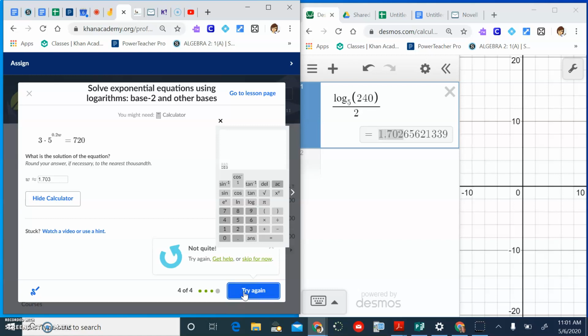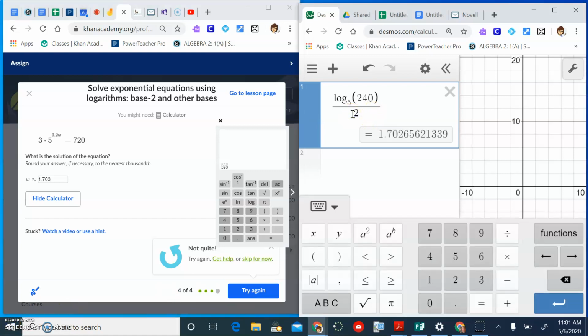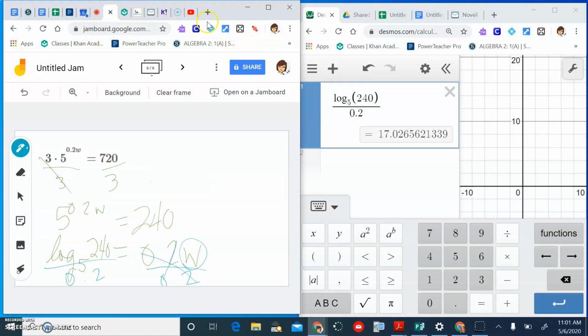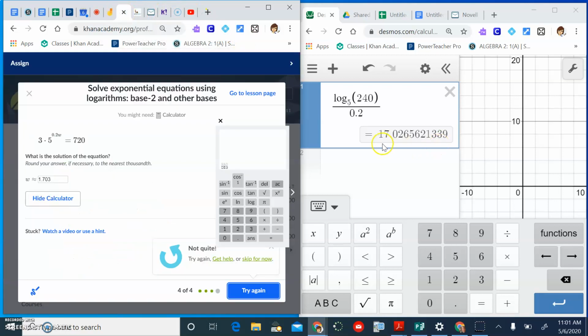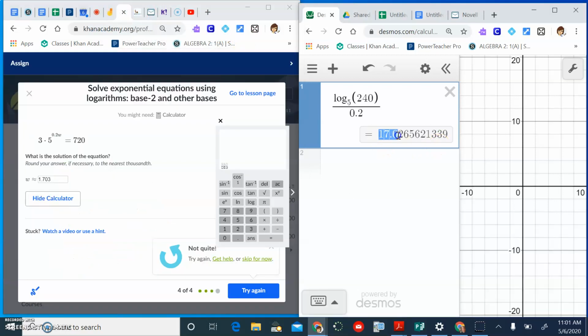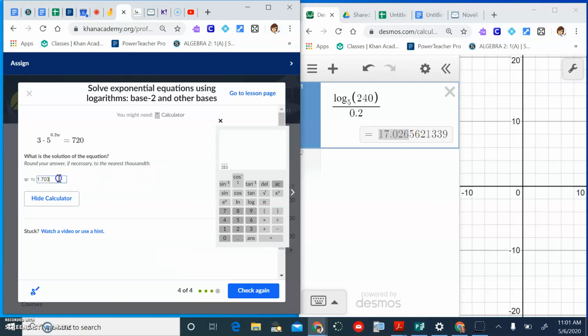Oh, I just realized I got it wrong. I better figure out what's wrong. Guys, I was supposed to divide by 0.2, right? Let me look at this again. Yep, 0.2. Divided wrong. So of course it gave me the wrong answer. So 3 places, that 5 is going to make that 6 round up. So this should have been 17.027.